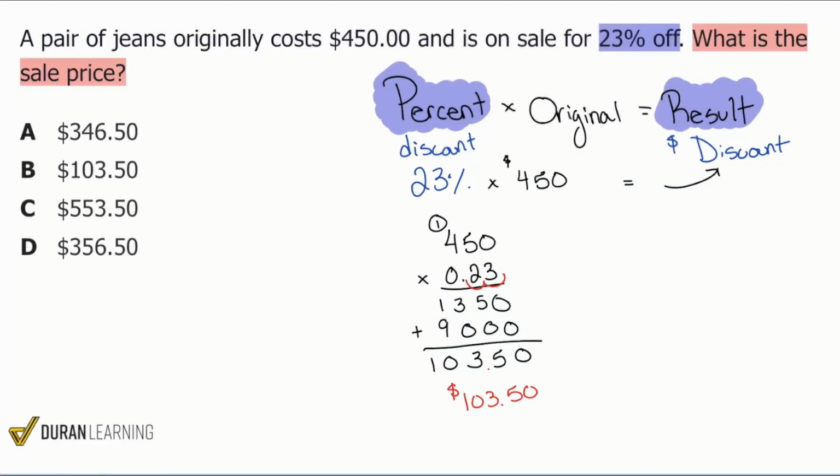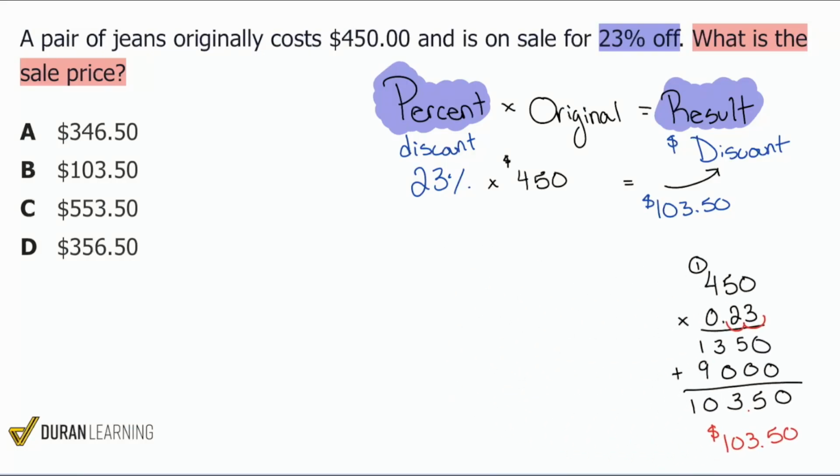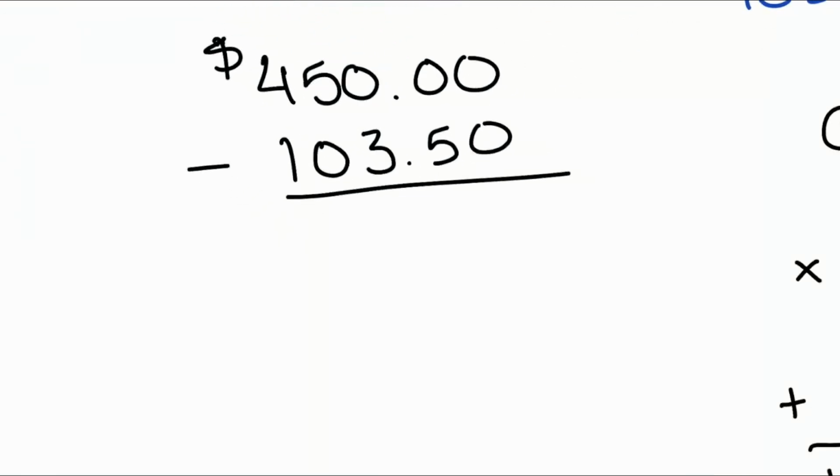So my party people, 103.50. Is that the answer? No, it is not. That is the amount of the discount. That's what we have to pay attention to. So what we must do, let me write this down over here, 103.50. What we have to do now is we have to go ahead and subtract the 103.50 from the 450, from that original amount. So here we go. 450. We'll have those zeros at the end for the cents. And then we'll add in the 103.50 over here. And we'll subtract.